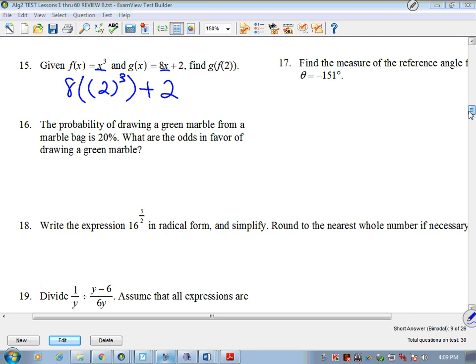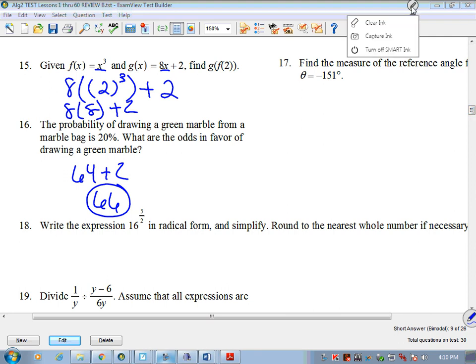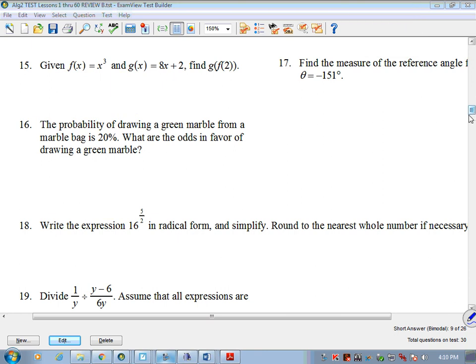All right, so what I have here is I have to do order of operations. So 2 cubed is 8. I get 8 times 8 plus 2. 8 times 8 is 64, plus 2 is 66. 66 is our answer on that question. G of f of 2 equals 66. Okay, that's what we call our Russian nesting doll question.